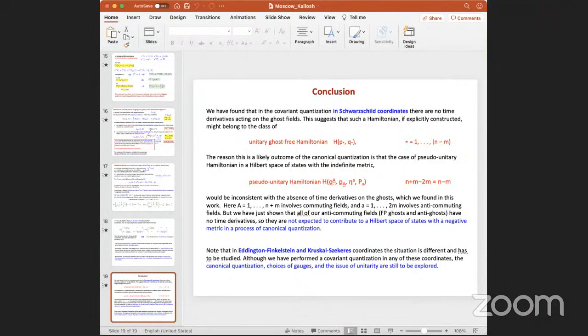Thank you, Renata, Igor, for the nice talk. You look great. My question is concerning time independence of the quantization. The same story for Minkowski background?